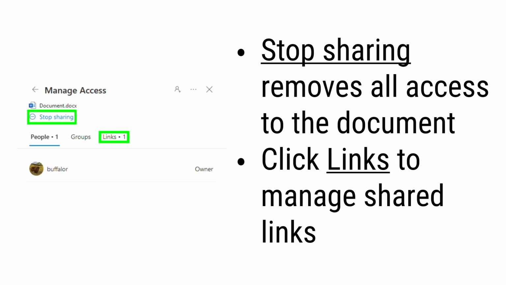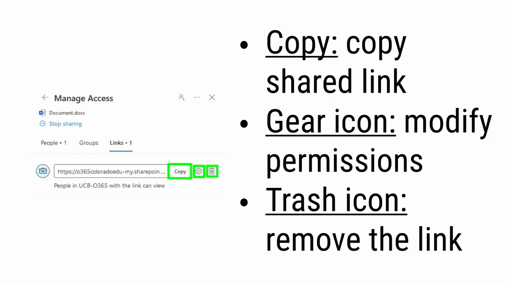The Manage Access window will show you a list of the people the file has been directly shared with. To edit the sharing permissions for a specific person, click on their name. To remove all access, including links, click Stop Sharing. To manage shared links, click Links. In the Links menu, click Copy to copy the existing link. The gear wheel icon allows you to modify permissions for the link, and the trash can icon allows you to remove the link from being accessed.